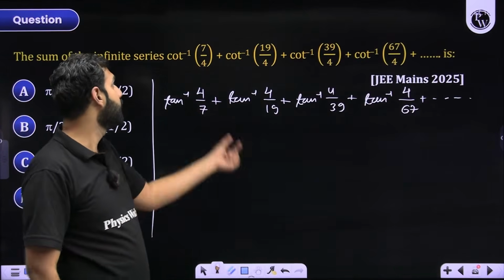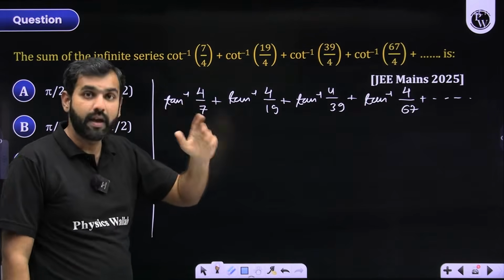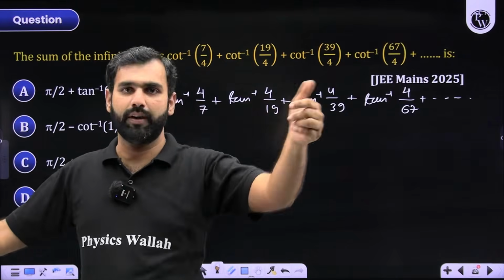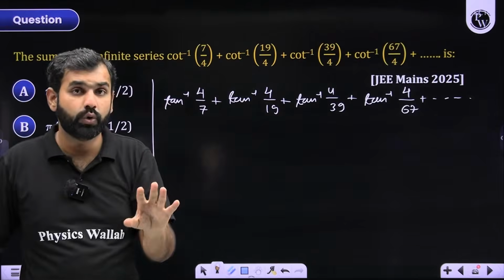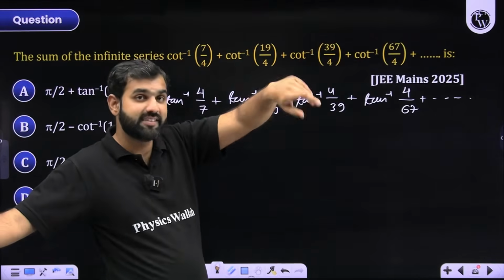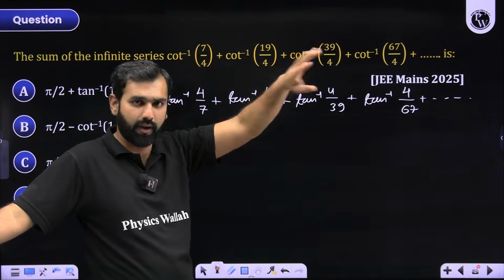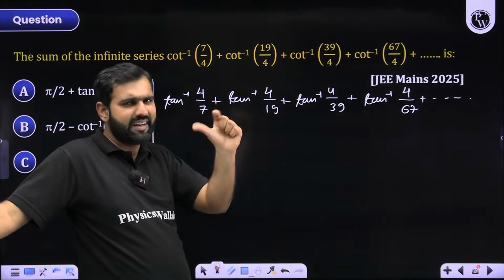I hope you remember cot inverse of x can be written as tan inverse 1 by x, reciprocal of x, as long as x is positive. But if it was negative, I am supposed to add minus pi to it. But that is not happening over here in this case. Similarly, when tan inverse x is needed to be written as cot inverse 1 by x, then you add minus pi to cot inverse 1 by x. I hope you remember it. If x is negative. But here, since x is positive, I can take directly the reciprocal.